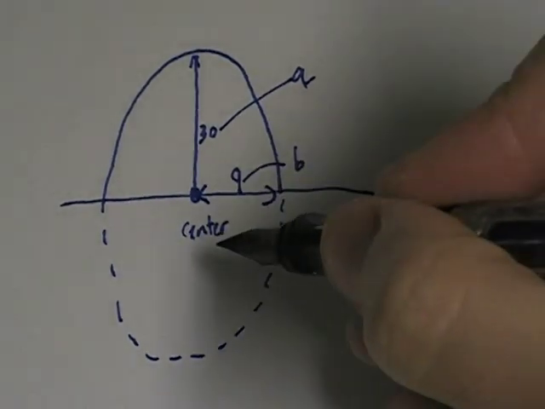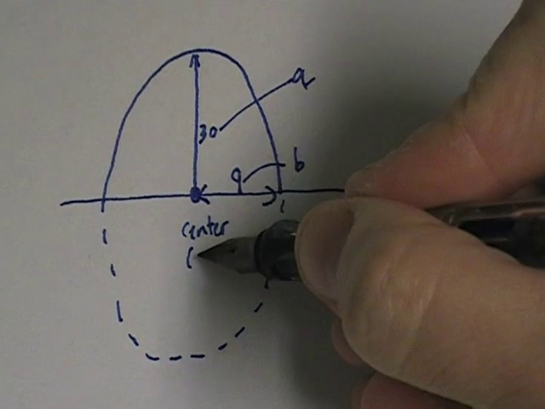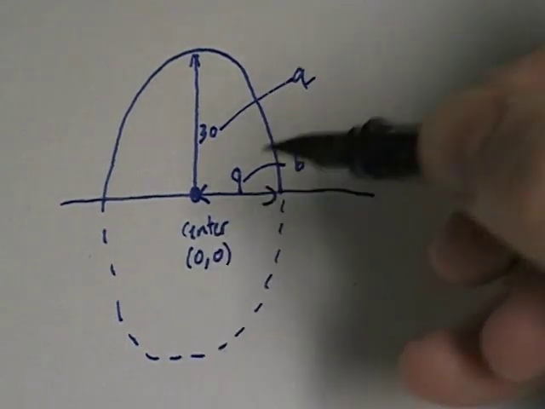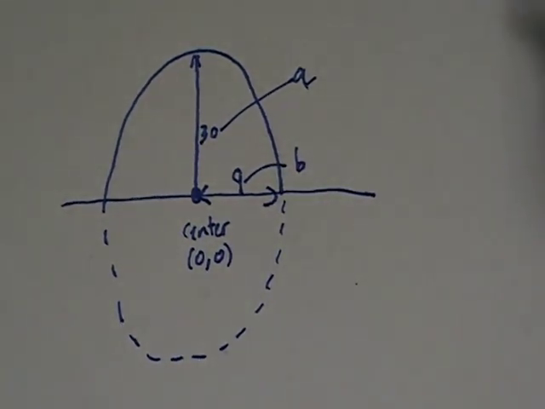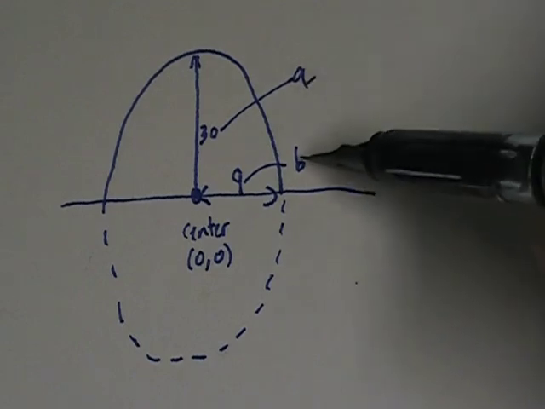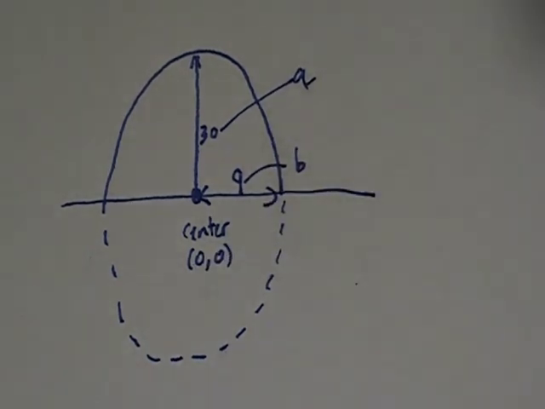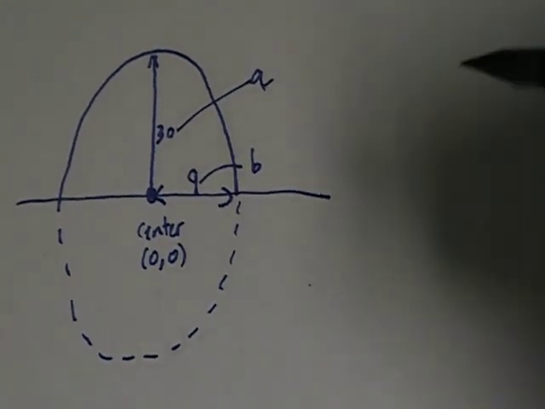And the center can be anywhere you want because this is a real life problem. And I'm going to say it's at 0, 0. So what I have is I have A and I have B and I have H and I have K. And I can write an equation. Okay? So here's the equation.